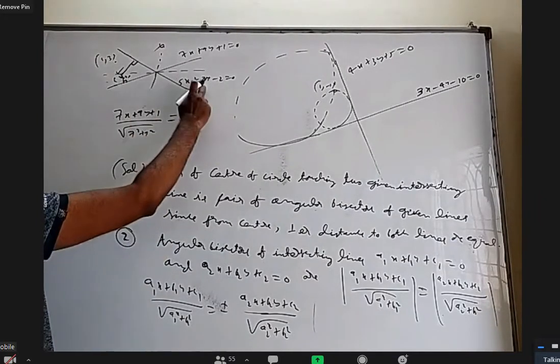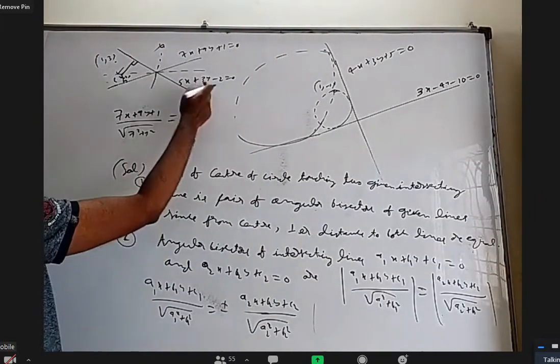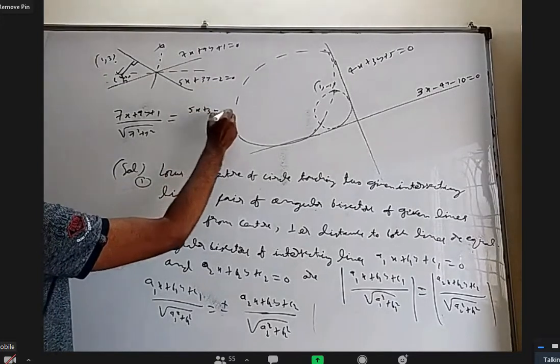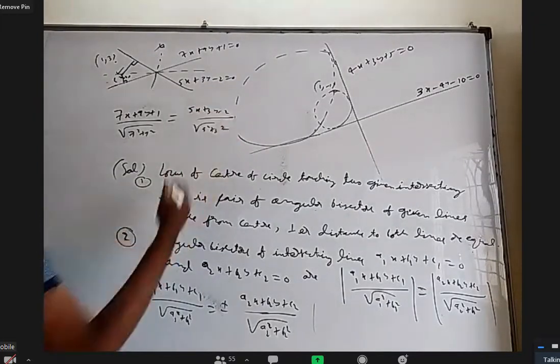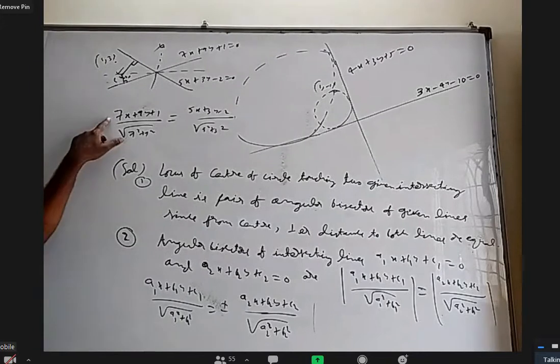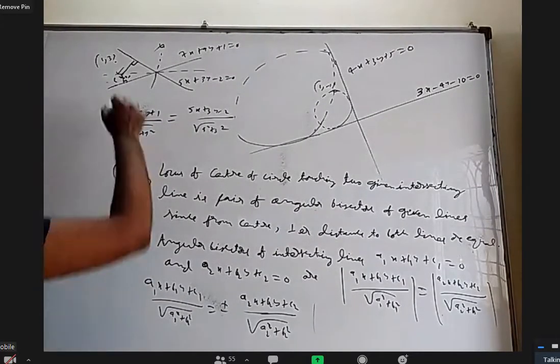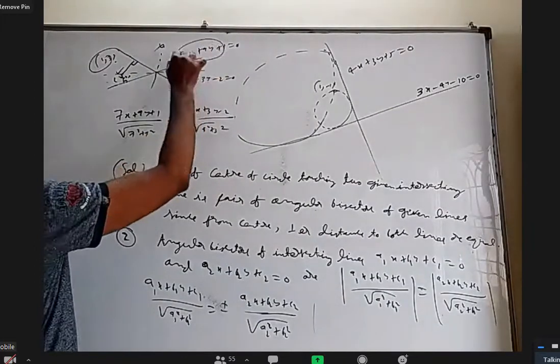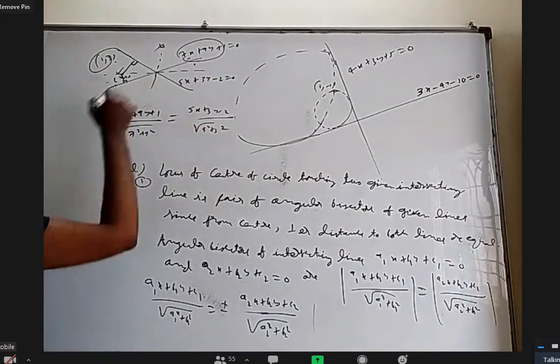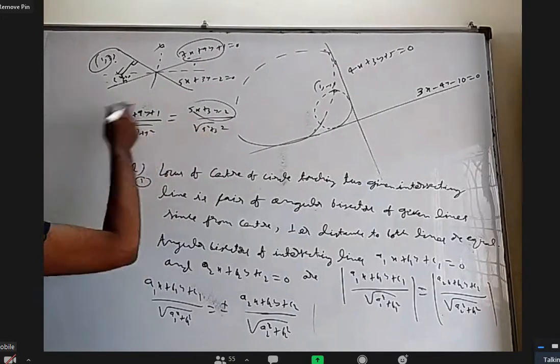When I put 1, 3 here, I will get positive. So 5x plus 3y minus 2 by root over 4 square. So whether to keep plus here or minus here, very simple. Substitute this point in this line. If it is positive, put positive here. If it is negative, put negative. Similarly, here both are positive, fine.